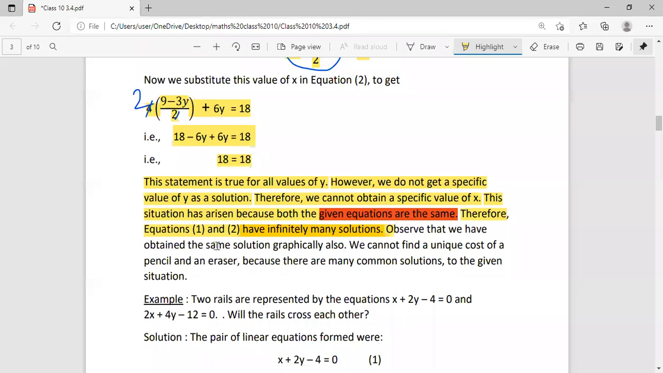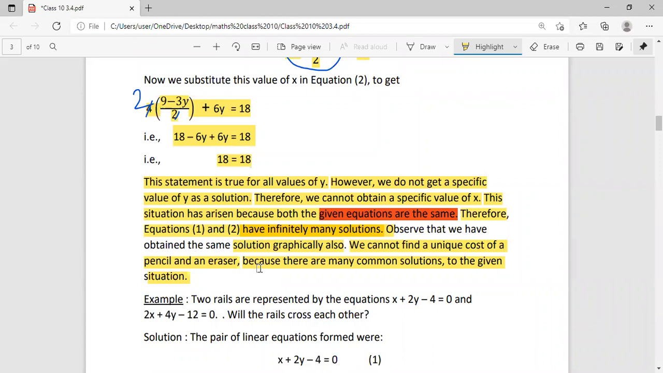Now, we have already seen the same solution graphically also, but we cannot find a unique cost of a pencil and an eraser because there are many common solutions to the given situation. Are you clear? Yes, sir.